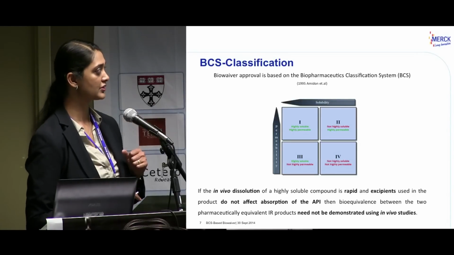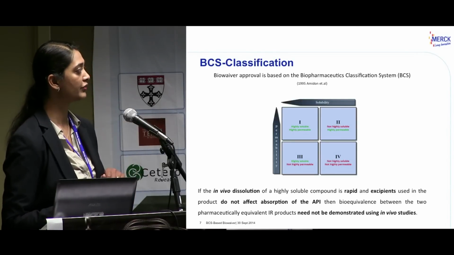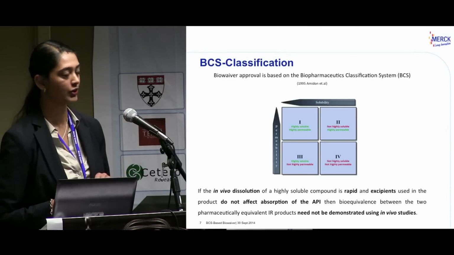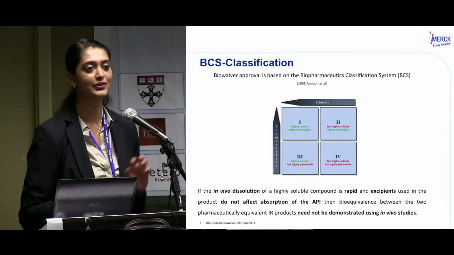The biowaiver concept is based on the Biopharmaceutical Classification System. You must have seen this in different forms in various presentations yesterday and this morning. In short, it classifies the API, the active pharmaceutical ingredient, based on permeability and solubility. At one end I have the highly soluble and highly permeable drugs, and at the extreme end I have class 4 drugs, which are poorly soluble and poorly permeable.